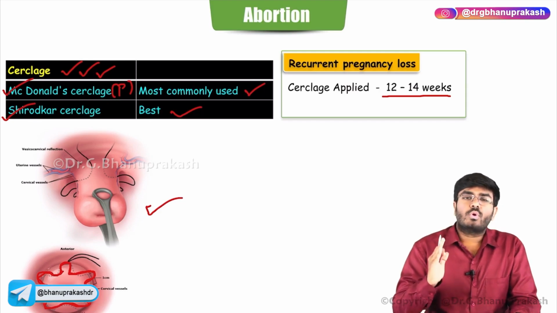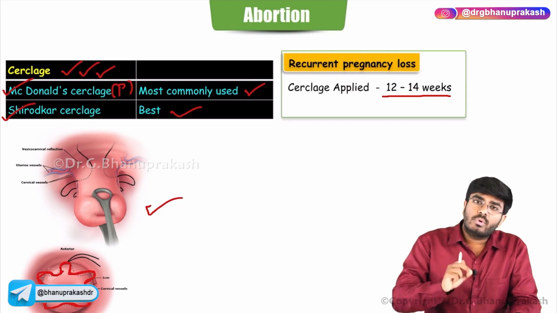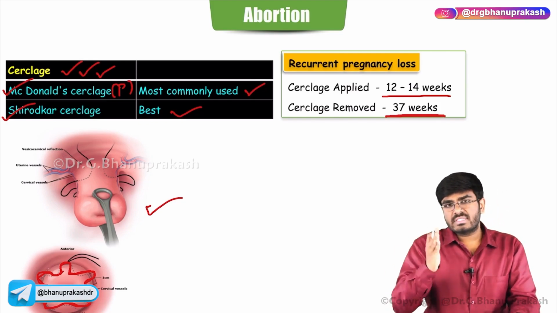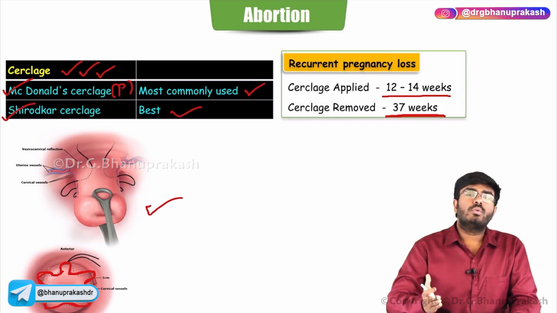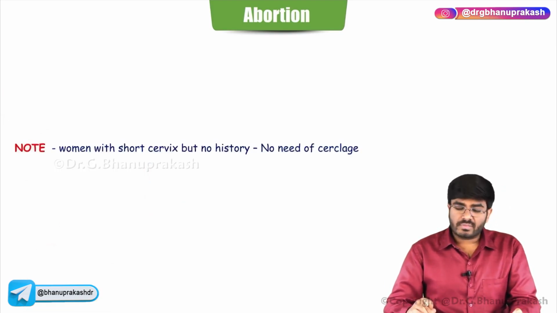It's 12 to 14 weeks. In the time period of 12 to 14 weeks. And when should the cerclage be removed? The cerclage should be removed by 37 weeks. So after 37 weeks, once the term is attained, then you can remove the cerclage. So this is the management of the cerclage.